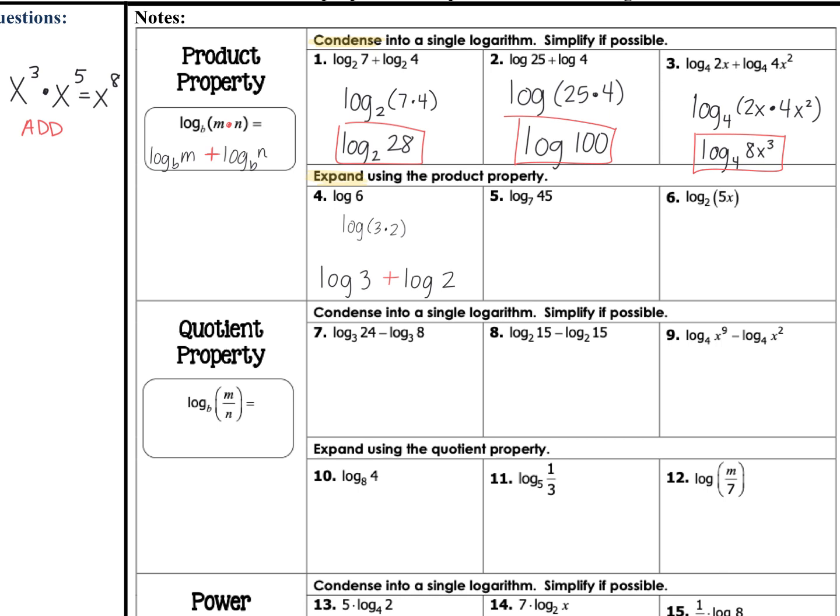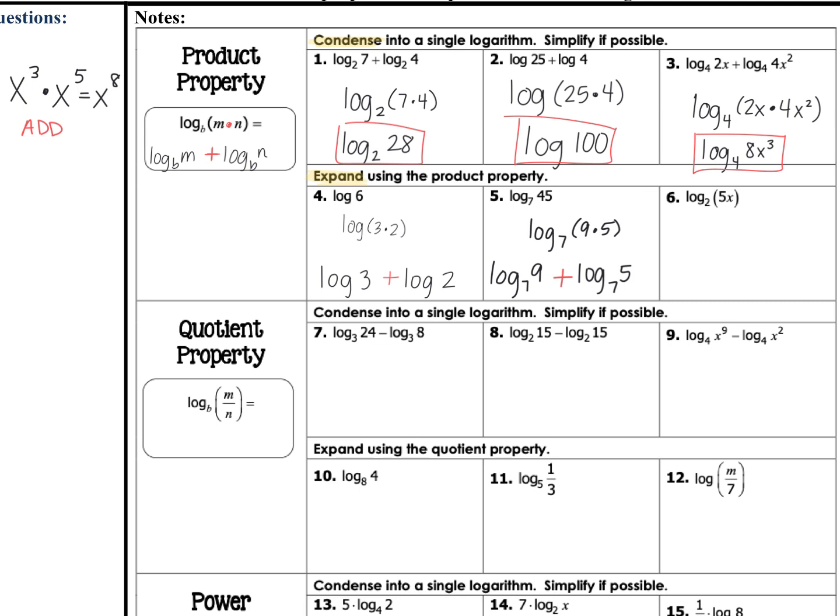Okay, so look at number 5, kind of similarly. What are some factors of 45? 5 and 9. Close. Yeah, 9 times 5. We can then rewrite this as, with a plus sign in between to space it out or expand it, log base 7 of 9 plus log base 7 of 5.